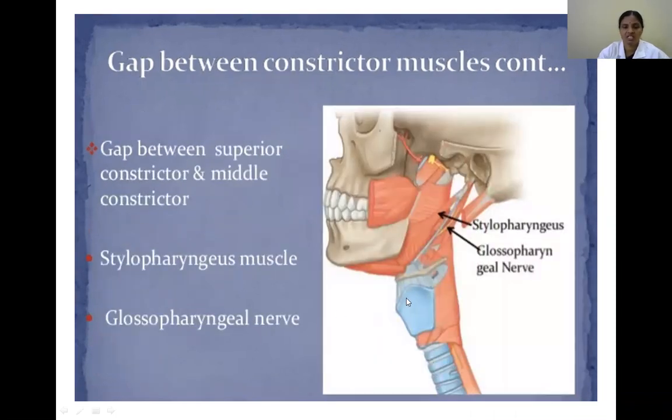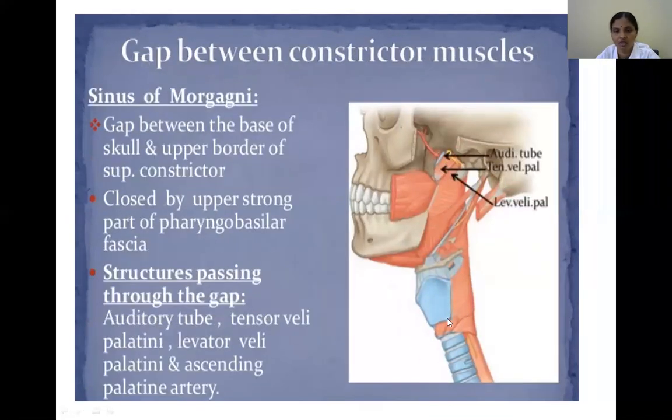Coming to the inferior constrictor. Here, as I told, the inferior constrictor is made up of two parts. The part which takes origin from the thyroid cartilage is the thyropharyngeus, and beyond that is the cricopharyngeus. So in between these two parts, the pharyngeal wall is weak. Why? What is the reason? The pharyngeal wall is weak between the thyropharyngeus and cricopharyngeus.